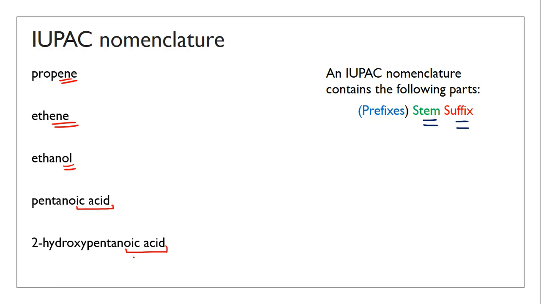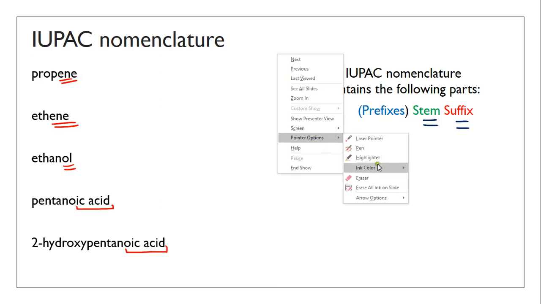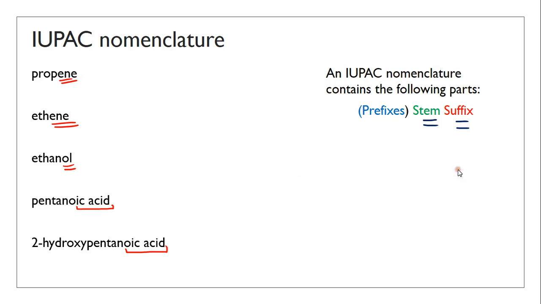The next part of the name is the stem. The stem is here. This name only has the stem and the suffix, and doesn't have a prefix. You will know what part is which, though it takes a lot of practice. Eth is actually the stem here, and pent is the stem here, and this one too.